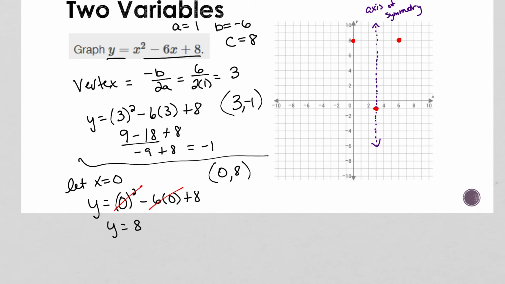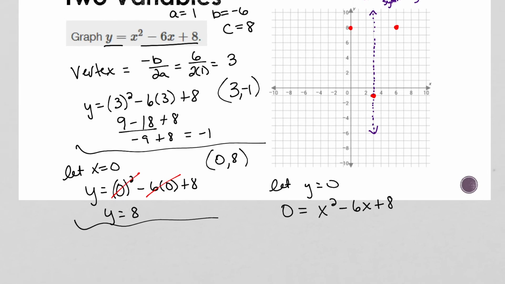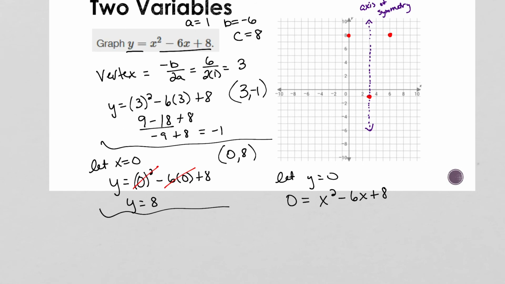Now let's find the x-intercepts. We're going to let y equal 0 now. So 0 is equal to x squared minus 6x plus 8. And this I can factor. I know it right off the top of my head.